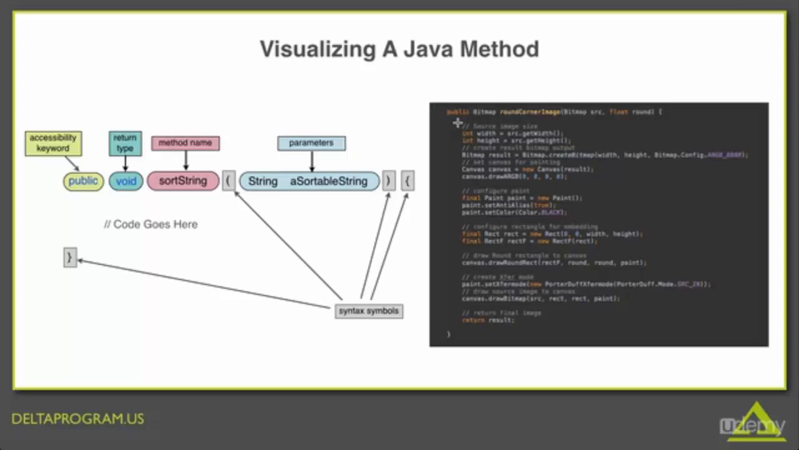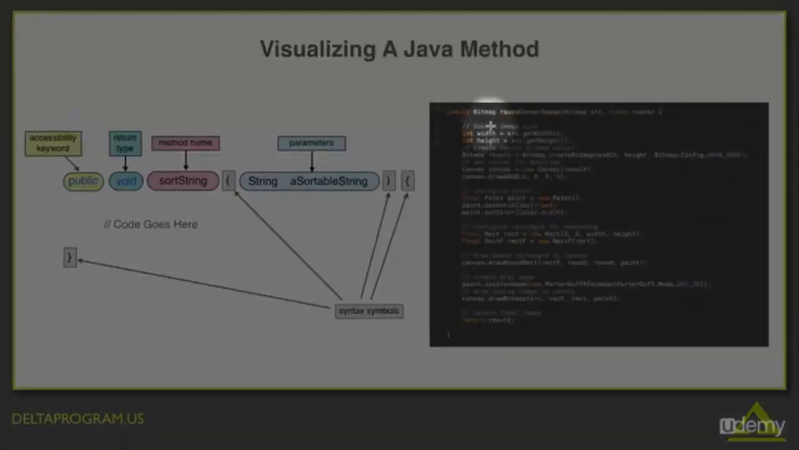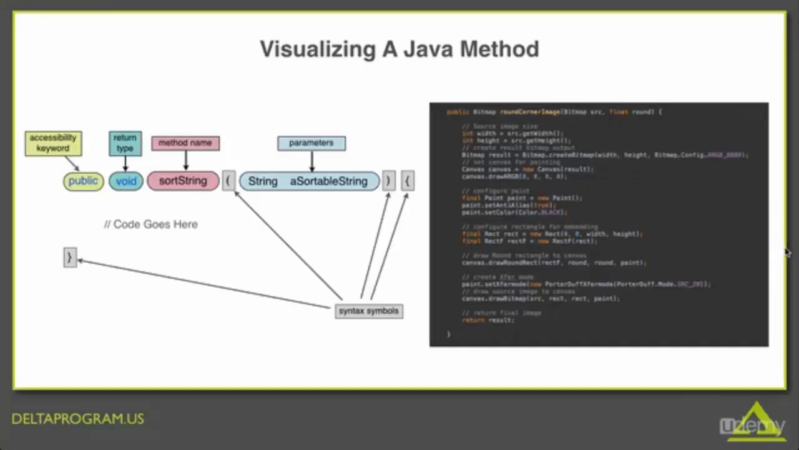Ready? Well, you have a method called round corner image. It takes a bitmap, and it returns a bitmap. It also takes a number. Can you guess what it does? Pause now if you need some time. Okay, if you think that this method takes a picture and rounds the corners, and then returns the round cornered picture, you're right. This method is for rounding the corners of an image.